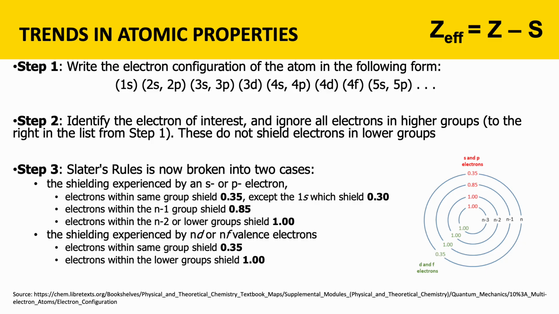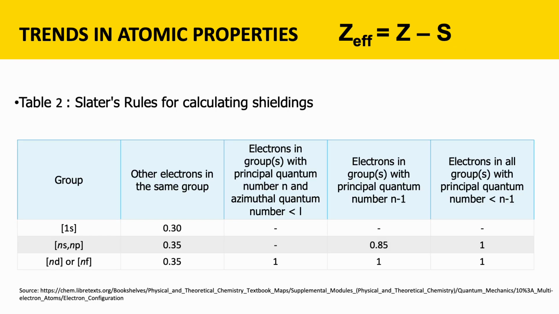Okay, so Slater rules is broken down into two classes: the shielding experienced by S or P electrons, which has these values, and the shielding experienced by your D or F valence electrons, which has these values. This is easier to learn if we do it in practice, so let me show you the Slater rules calculation and values in shielding constant.